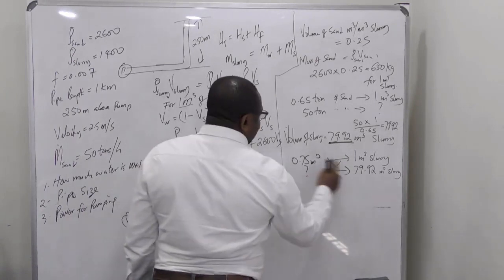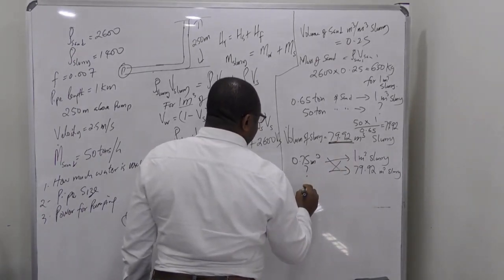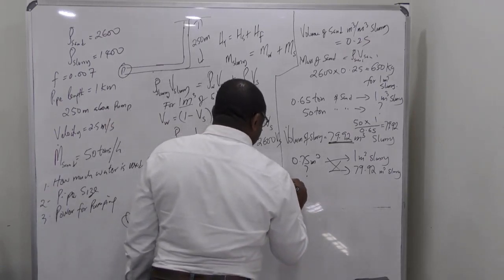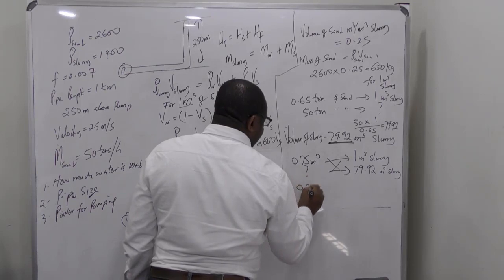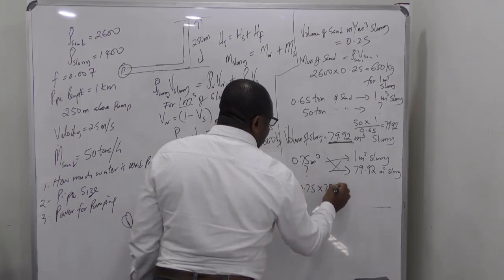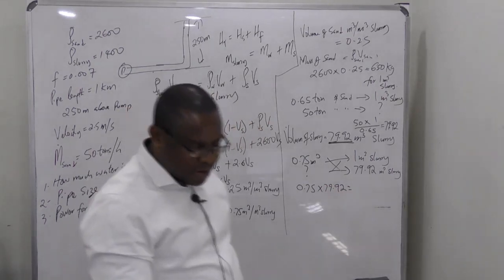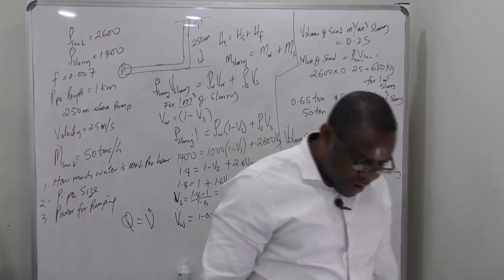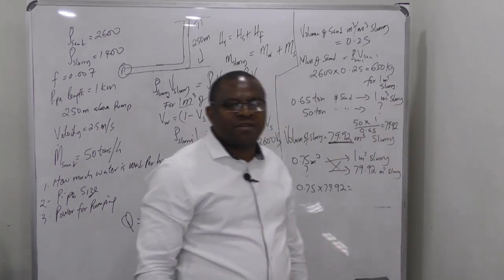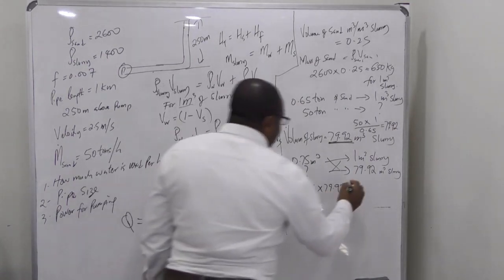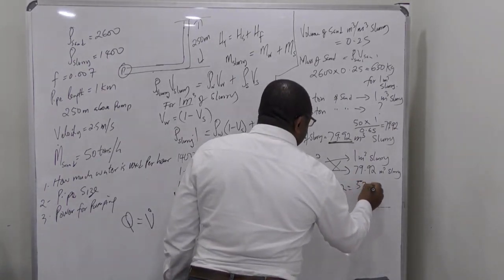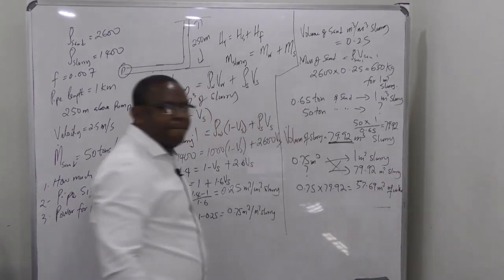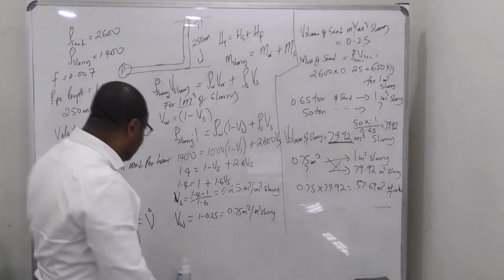So you just go back to grade 12. It will be this times this over that. So that means how much water per hour? It will be 0.75 times 79.92. Okay, 79.92 times 0.75. You get about 57.692 meter cube of water. Okay, that is the volume.